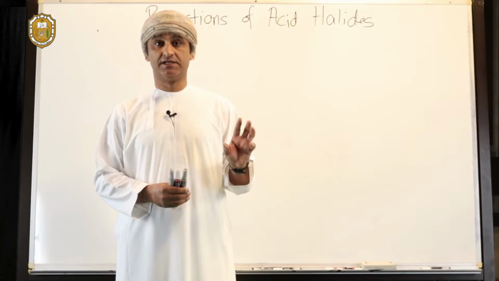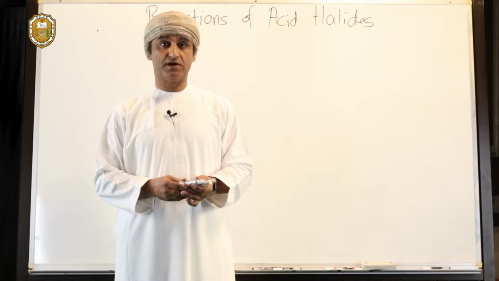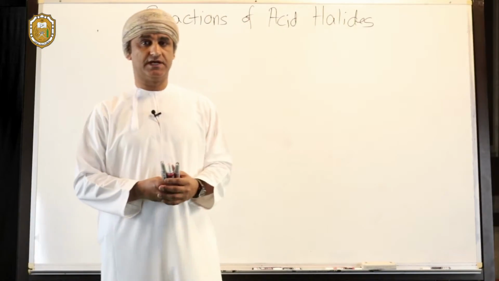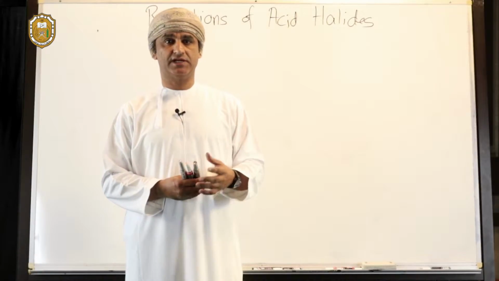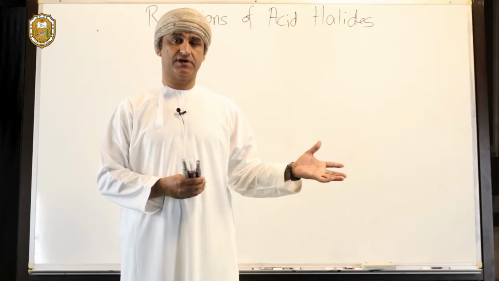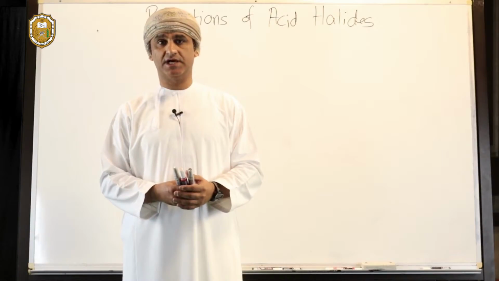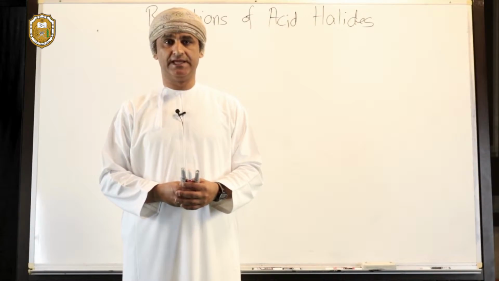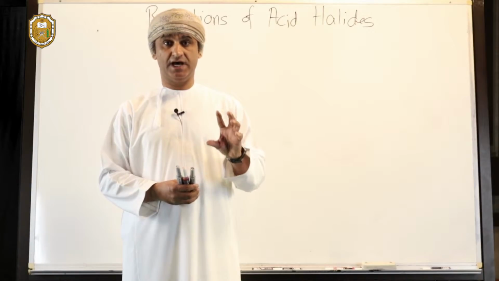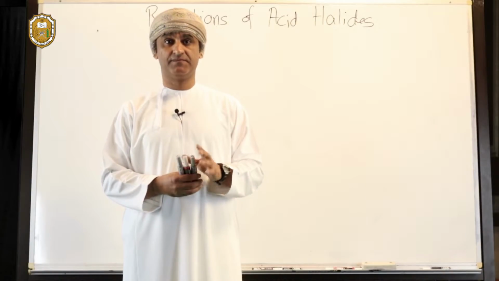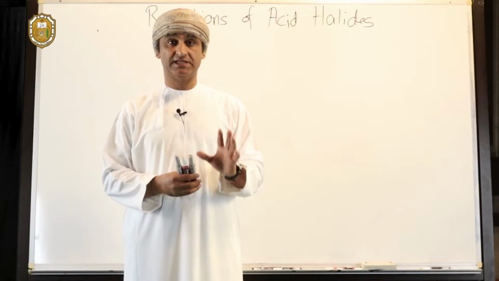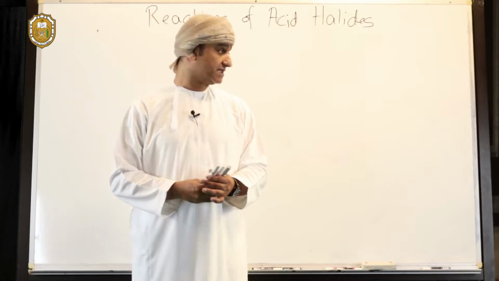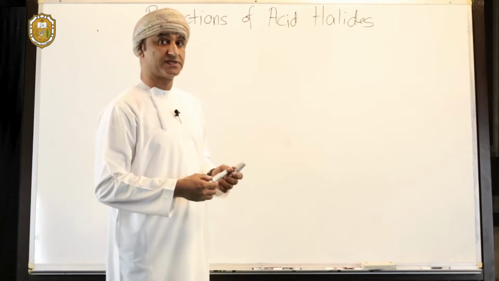The chloride ion is the best leaving group amongst the other possible leaving groups, as for example the carboxylate ion in acid anhydrides, the alkoxide in esters, or the amide ion in amides. So the chloride ion, or halides, are better leaving groups in general. They are the best leaving groups amongst carboxylic acid derivatives. So that's exactly why they are the most reactive.